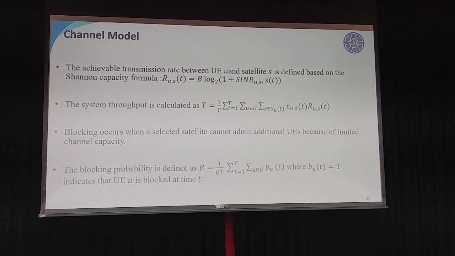The achievable transmission rate is calculated based on the Shannon capacity formula. System throughput is defined as the total achievable data rate of all users. Blocking occurs when the satellite cannot accept additional users because of the limited capacity. Therefore, our system jointly considers throughput, blocking probability, and handover cost.